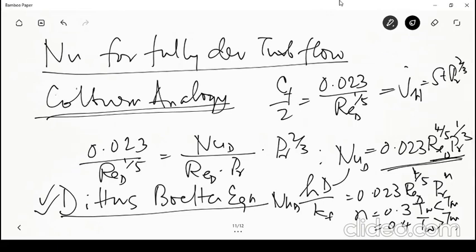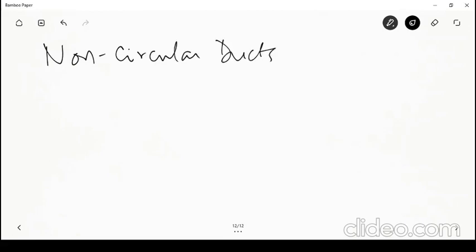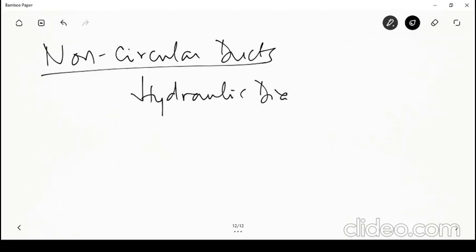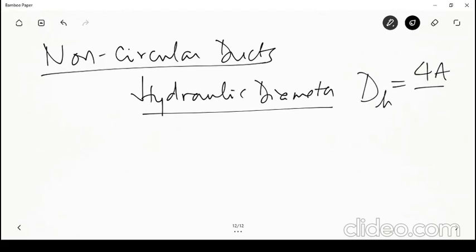The last thing that we look at is non-circular ducts. We'll use all the relations that are used for a circular duct also for non-circular ducts, except that we have to calculate an equivalent diameter called the hydraulic diameter. We call this D_H. This is defined as 4 times the area of cross section divided by the perimeter that is wetted by the presence of the duct.